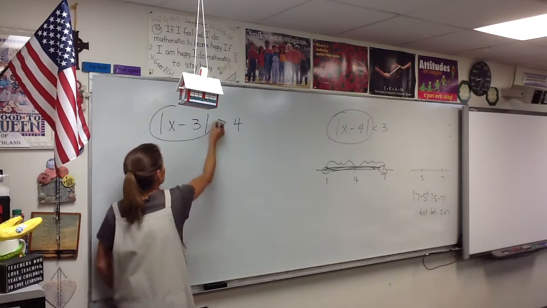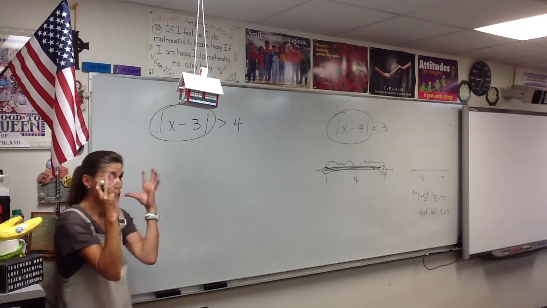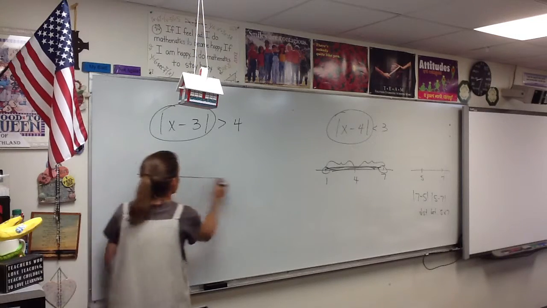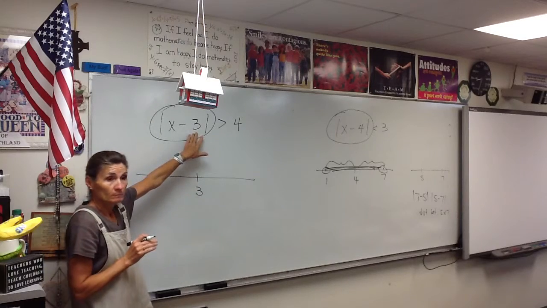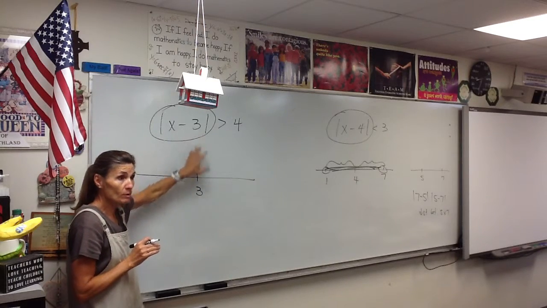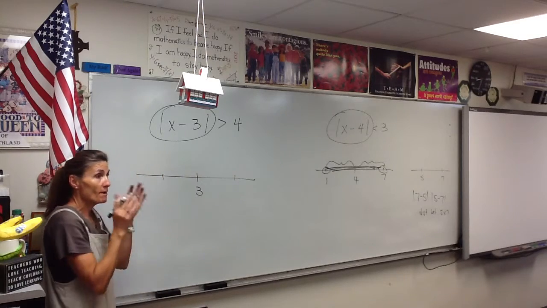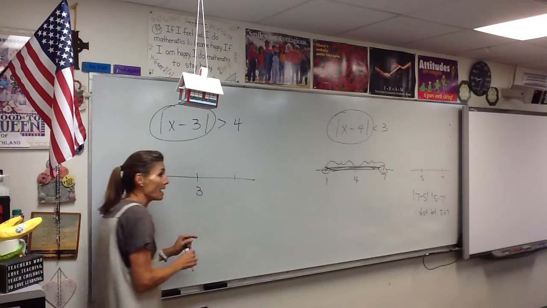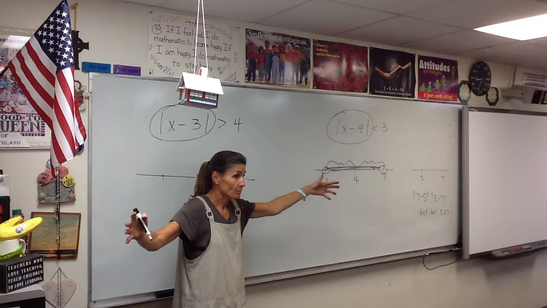Focus on this. What is this talking about? What is that expression in the circle there? What's that talking about? The distance between some number and 3. Right? Some number and 3. I don't know if that number's over here or over here, but the distance between that number and 3 has to be more than 4 this time.